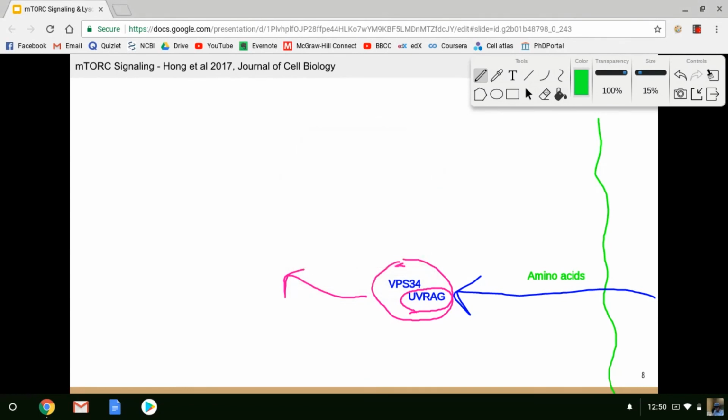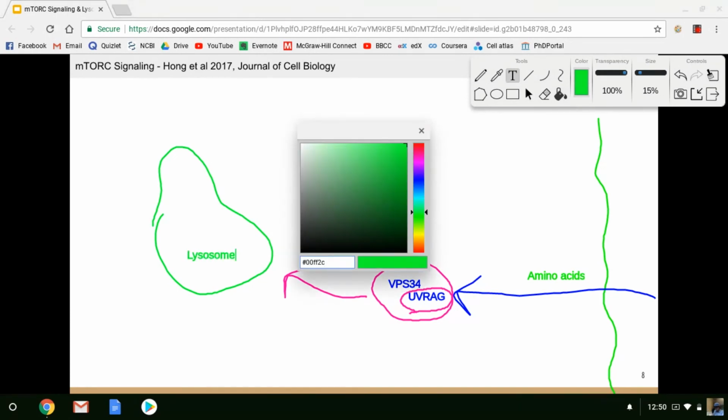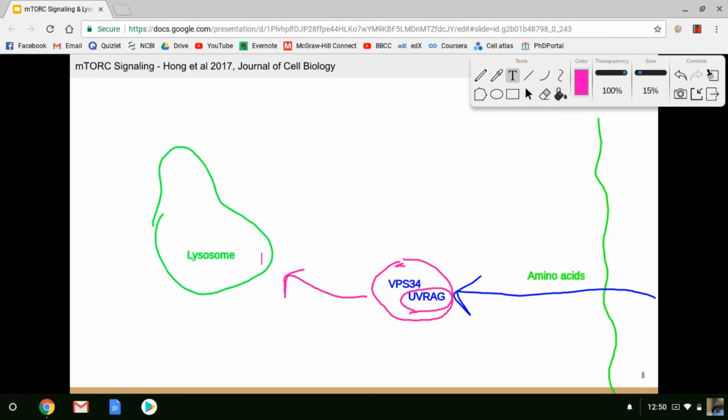VPS34 turns to lysosomes. So let's say this is our lysosome. And what VPS34 does is that it begins phosphorylating all the phosphatidylinositols at the 3' position. So all these little marks I'm putting, these are basically phosphatidylinositols that have been phosphorylated at the 3' position. That's what I'm indicating by these. So lysosomes get phosphorylated at the 3' position.